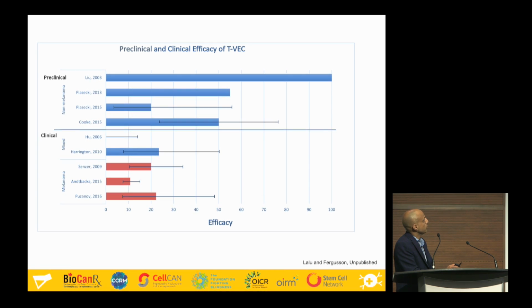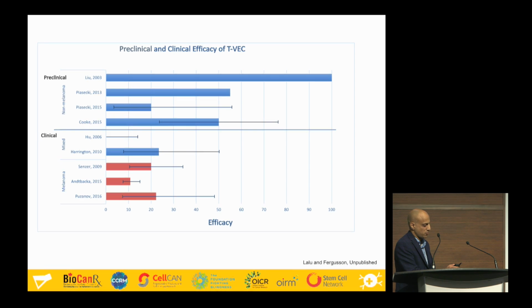The top four bars there in blue are actually preclinical studies. So you can see the very first study back in 2003 looked at about 100% efficacy. Basically, every single tumor regressed completely. And then I want to draw your eye all the way down to the bottom there. The second last bar there, Andtbacka 2015, that is the most rigorous clinical study that was conducted looking at TVEC. So this is a phase 3 clinical study looking at TVEC in patients with melanoma. You can see the efficacy is now about 10%. So you can see there's a dramatic drop between what we often do in the lab compared to what are the clinical realities when it's actually tested in a rigorous manner in clinical trials.